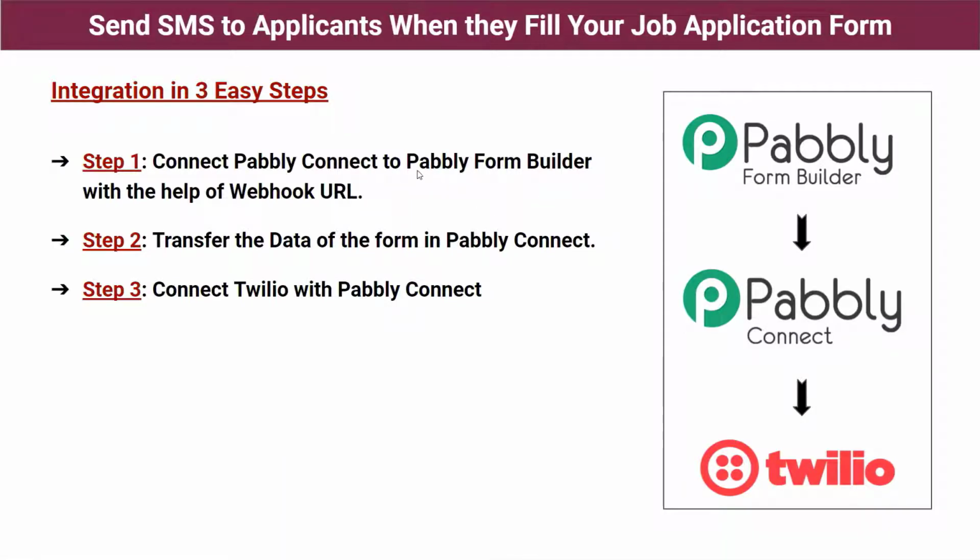Okay guys, before we start with the process, let me tell you the 3 easy steps of integration. As you can see on my screen, step number 1 says connect Pabbly Connect to Pabbly Form Builder with the help of a webhook URL. So what we have to do in step number 1 is first integrate Pabbly Form Builder with Pabbly Connect through a webhook URL. A webhook URL will be generated by Pabbly Connect, which we have to copy from here and paste in Pabbly Form Builder.